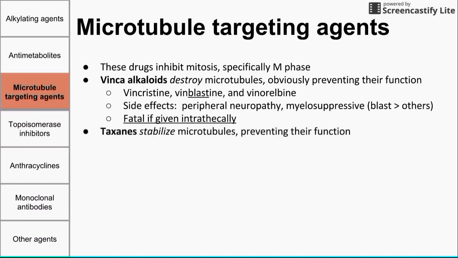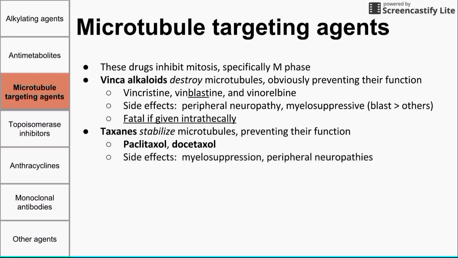Next group of microtubule targeting agents are the taxanes. These stabilize microtubules, which prevents them from doing what they actually need to do, which is touching the chromosomes and pulling them apart during metaphase. So Vinca alkaloids destroy them, taxanes stabilize them. Both render them useless. 2 taxanes that are important to know are paclitaxel and docetaxel. Side effects of these are myelosuppression, we're going to be seeing that a lot, and peripheral neuropathies. There's also hypersensitivity associated with these.